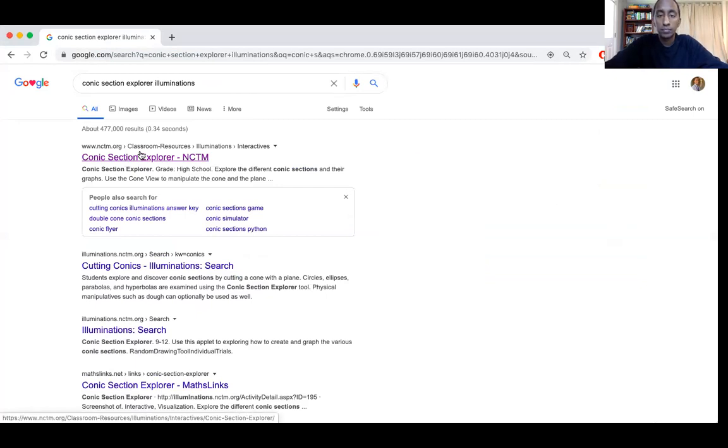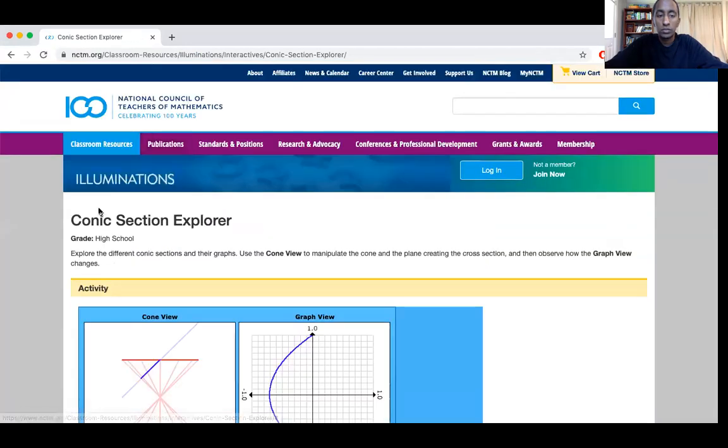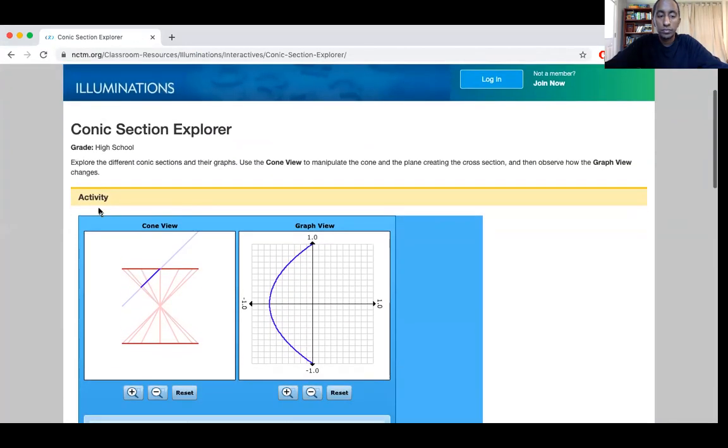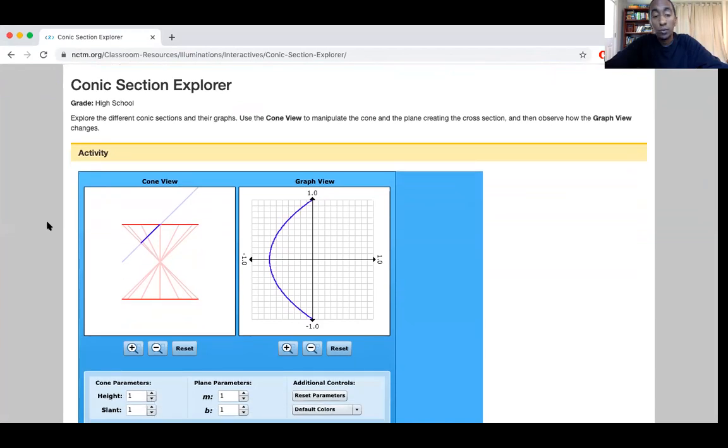NCTM. And it takes you here. I believe this may not work on a phone. So if it doesn't work for you on a phone, you might have to just look on here, or if you don't have access to a computer.